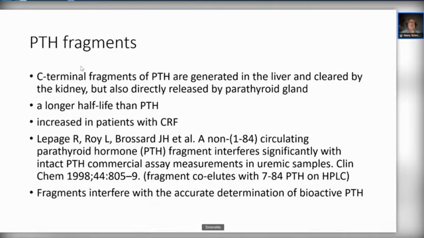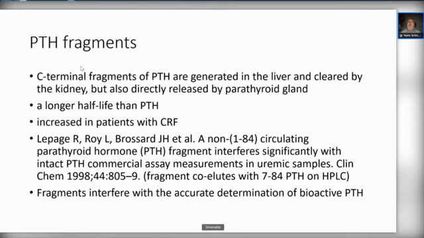So the C-terminal fragments of PTH are generated in the liver and cleared by the kidney, but they can also be directly released by the parathyroid gland. They have a longer half-life than PTH and are increased in patients with renal failure.